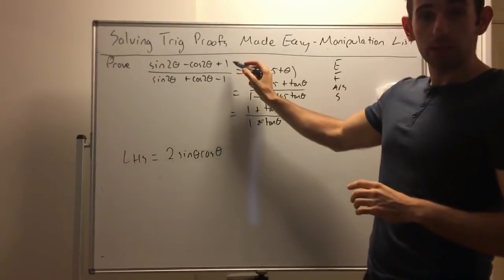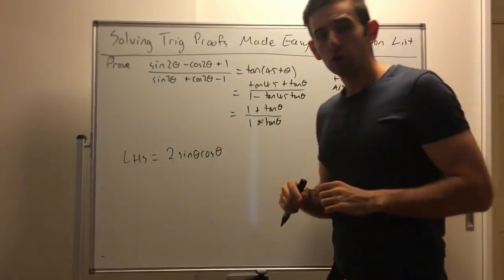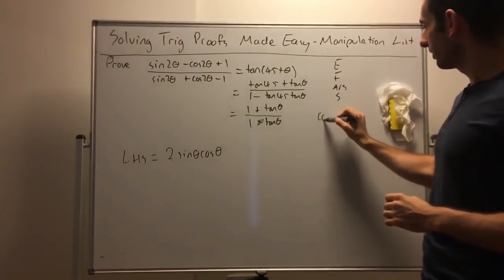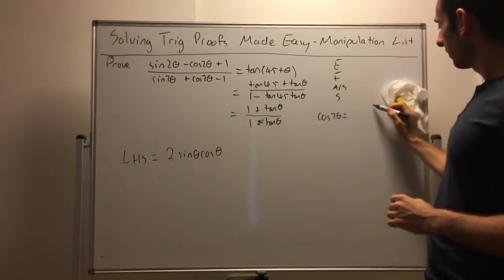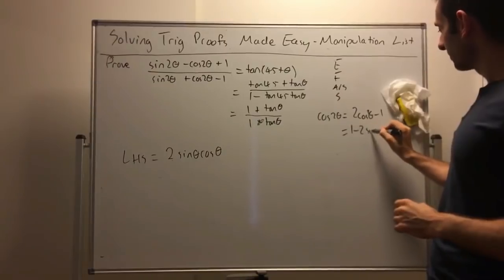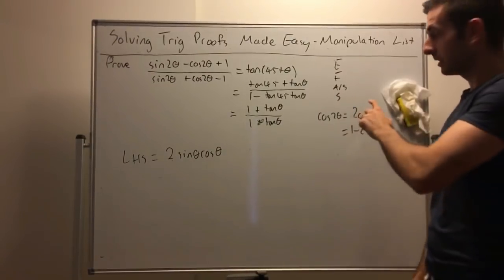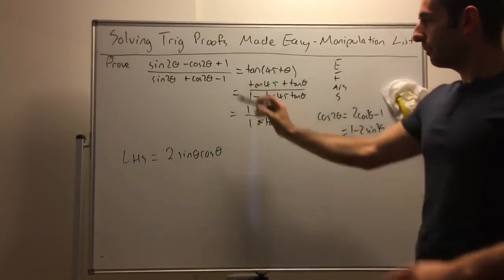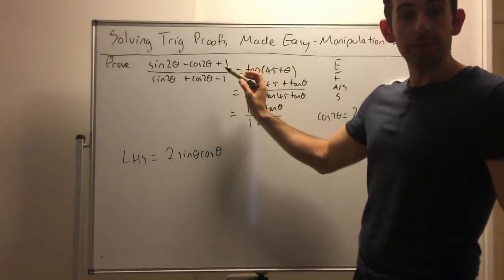Now notice here we've got plus 1. And for cos 2 theta, there are 2 formulas that have a 1. So if I write them on the side here, cos squared minus 1 or 1 minus 2 sine squared. Right? So 2 formulas introduce a 1. So that means if I pick the right formula, that 1 will disappear.